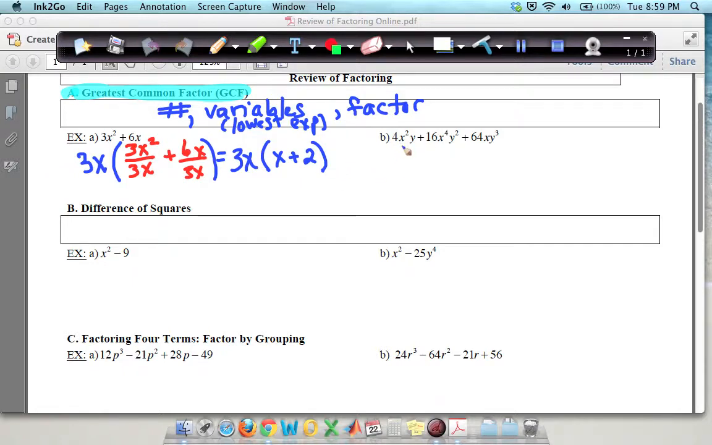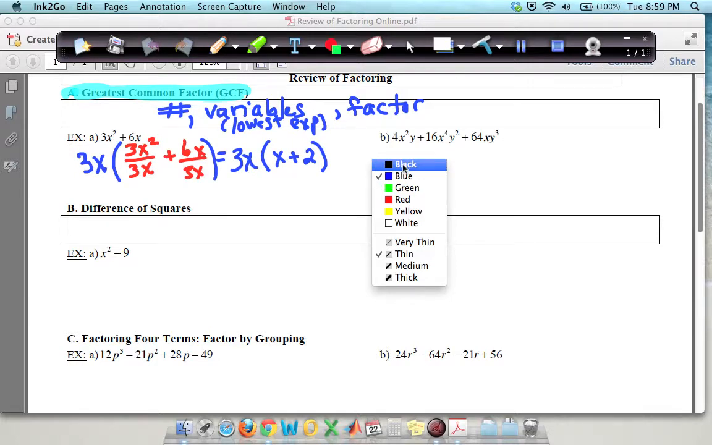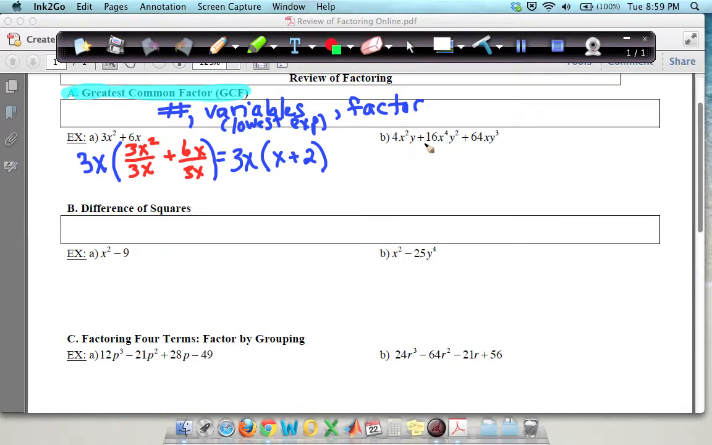Okay, so let's look at B. I want to pull out the GCF. So I look at my numbers 4, 16, and 64, and the largest number that divides into all three is a 4, so I can pull that out. Start with our x variable. I have x squared, x to the fourth, and x, so the lowest exponent is an x. And then I look at my y. I have a y squared and y cubed, so the lowest exponent is a y. So again, and this is the part I'm writing in a different color because you don't have to do this part, just showing you pulling that out means I'm dividing each term by 4xy. So I'm going to write this, and then we'll simplify to see what this is.